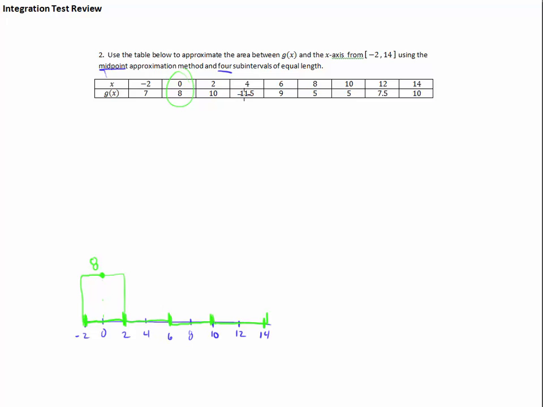And in this interval, we'll plug in 4, goes up to 11.5, someplace up here. Once again, I don't care that it's not drawn to scale, it just gives me a picture of what I'm doing. Then we're plugging in 8. Plug in 8, I get out 5. So drop down. Plug in 12, I get out 7.5. There's my rectangles. So now I just have to find the area of each of them and add them up.